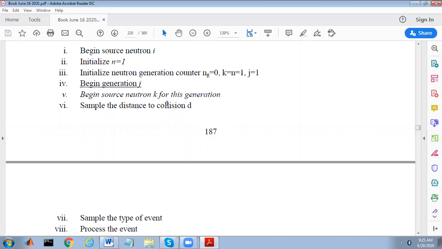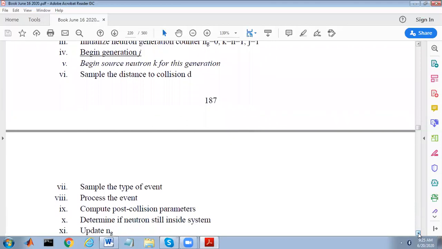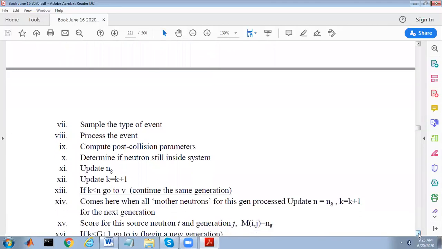We sample the distance to collision, which I wrote above as S, now calling it D as a distance. We sample the type of event. Was it an absorption? Was it a scattering? And if an absorption, then was it a capture? Was it a fission? You process the event like those 4 events mentioned above. You compute the post-collision parameters, which are the E prime and the theta.